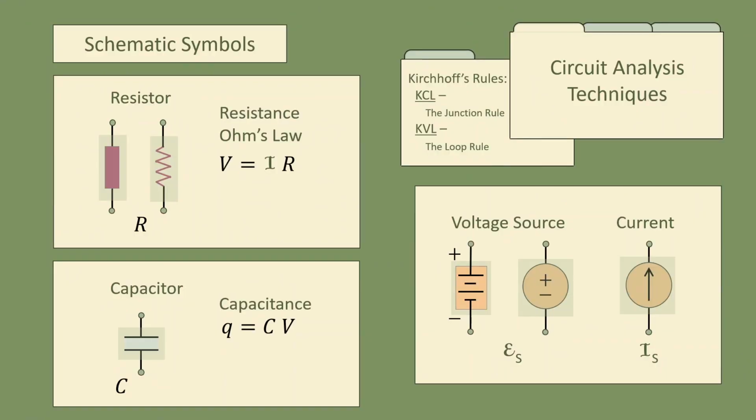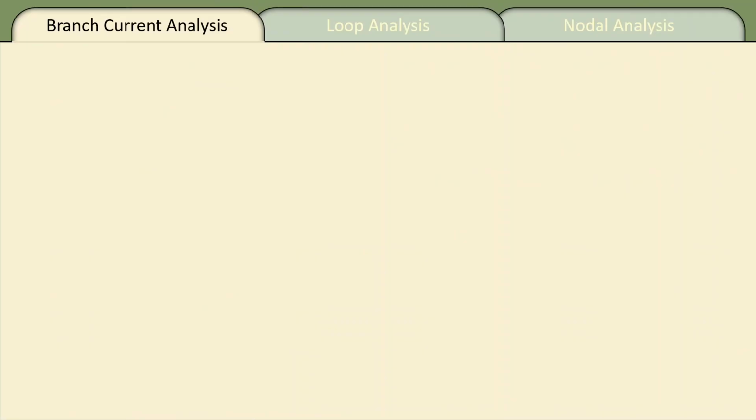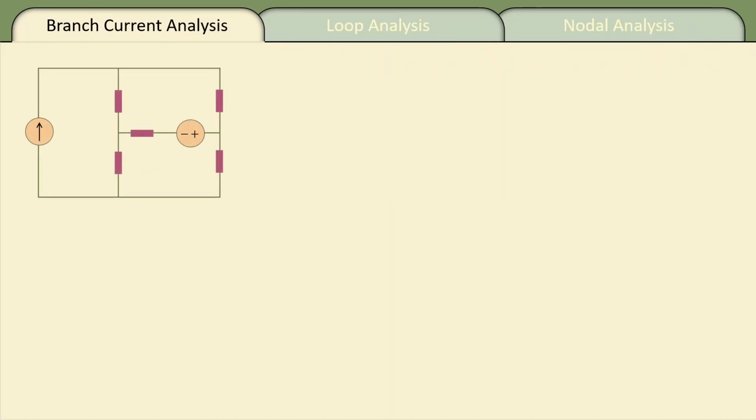On to circuit analysis techniques. So we start with branch current analysis. And here's a sample circuit showing 5 resistors and 2 power supplies, a current source and a voltage source.